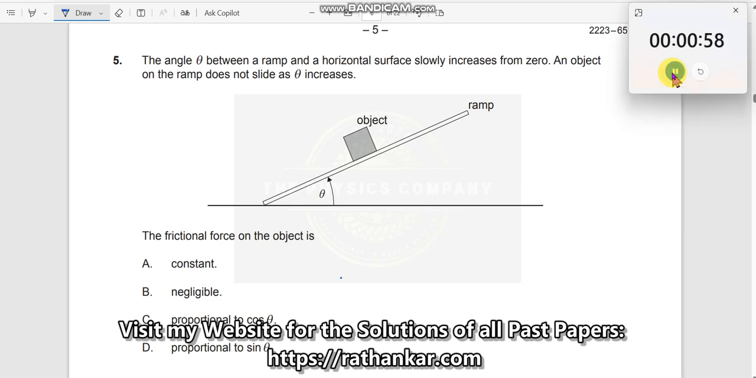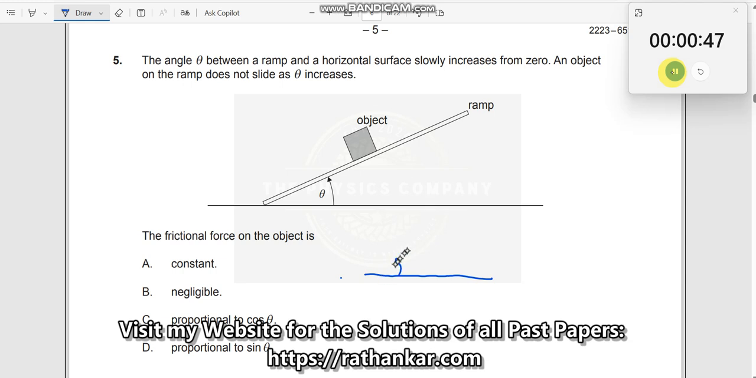Question number 5. The angle theta between a ramp and a horizontal surface slowly increases from 0. Okay, so initially maybe the ramp was like this over here, and later on slowly we increase it like this over here. It made an angle theta. An object on the ramp does not slide as theta increases.